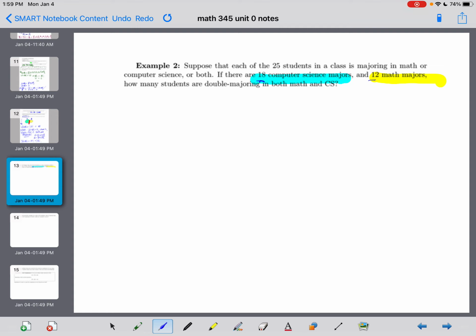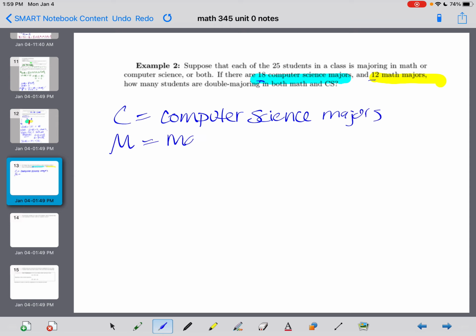So what we need to do is frame this as a problem where we have two sets, and we're looking at their union versus their intersection, all right? So let's say C is the set of all computer science majors in the class. Some of these students might also be math majors, right, if they're double majors in both. And similarly, let M be the set of math majors in the class.